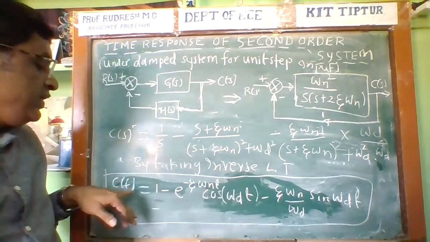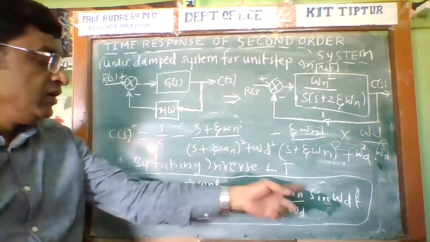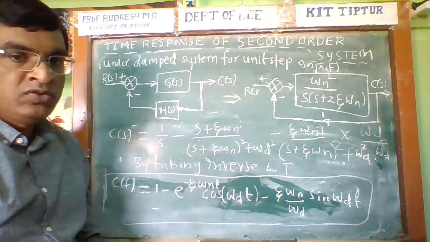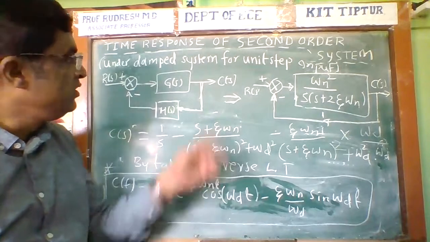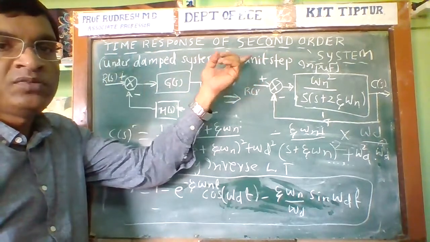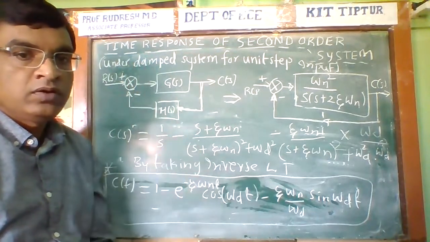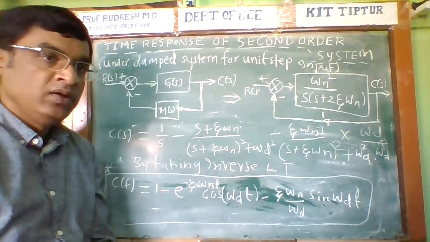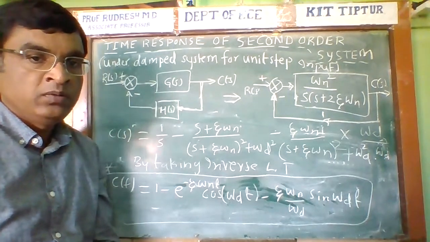Further simplification of C of t is explained in my class notes. You have to go through the class notes. This is the very important relation we should remember. This is the time response of the underdamped second order system for unit step input. This derivation is frequently asked in the examination, so you have to go through the class notes or any book.